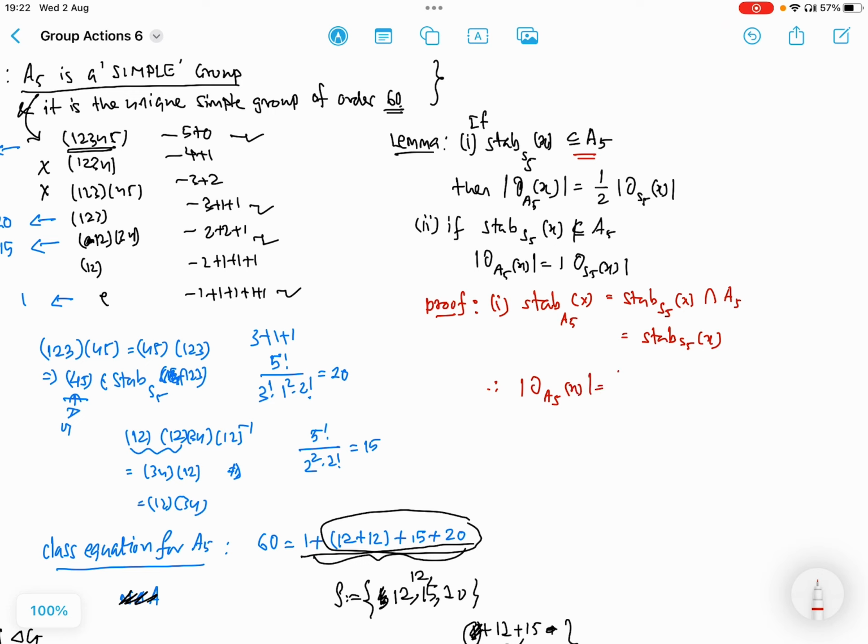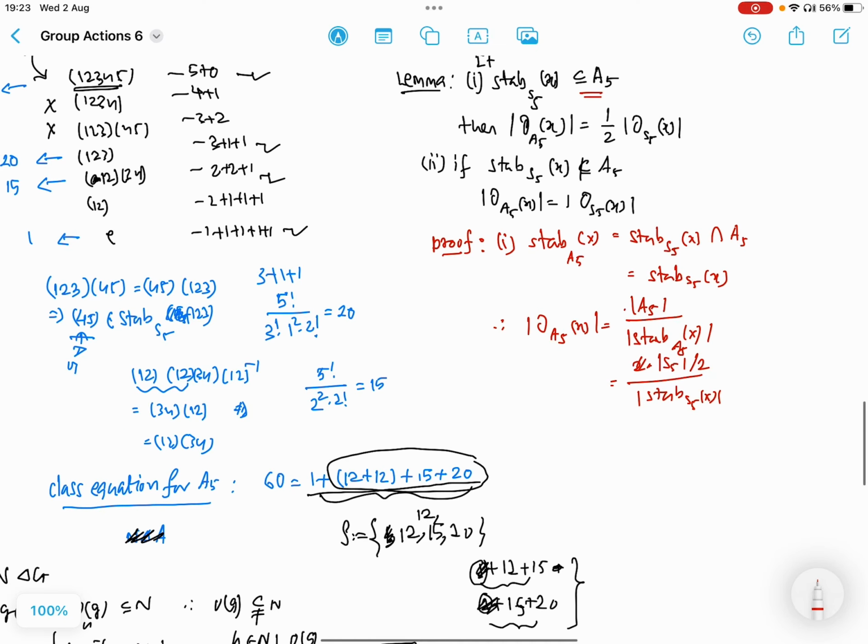This is the orbit, which is A5 by the stabilizer of x in A5. But that is the same as the stabilizer of x in S5. And now, sorry, this is by 2. And this is just half times, again using the orbit stabilizer theorem, the orbit of x inside this. Right? This is the first proof.